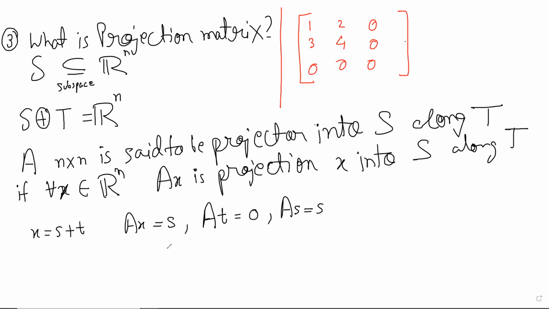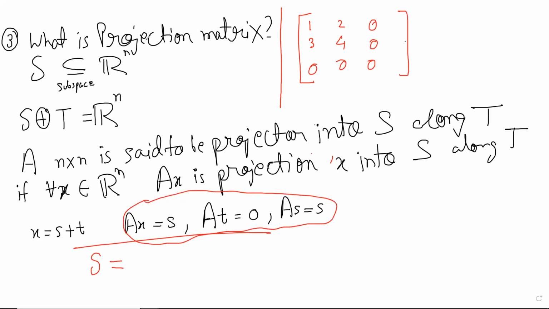Can you say then what is S? Span of what? If this is my A, I am claiming that this is a projector, a projection matrix. Then what should be S and what should be T? You can look at these properties. What is it that it is fixing? If it is a projector, fine; if it's not, then it's wrong.